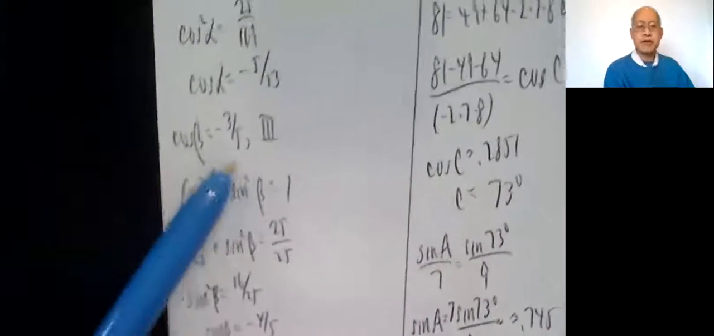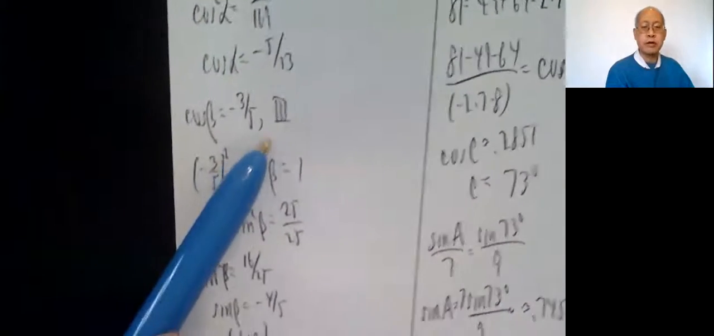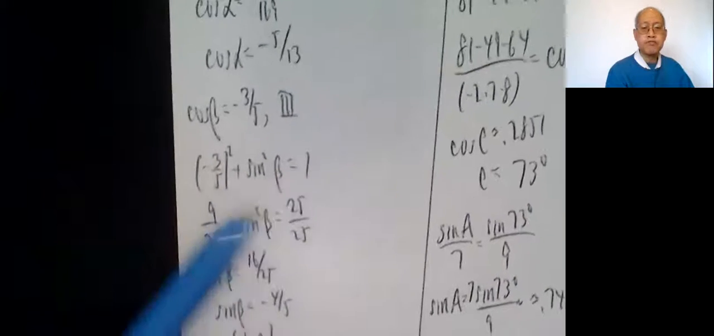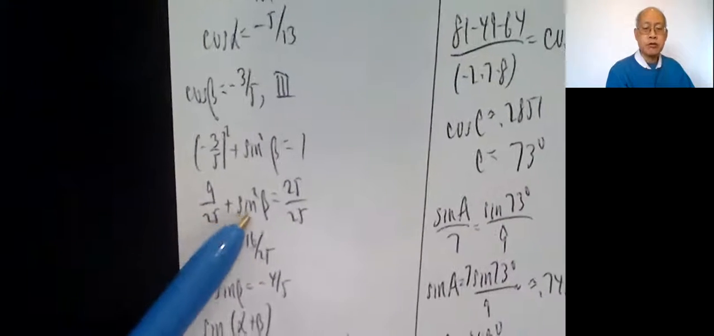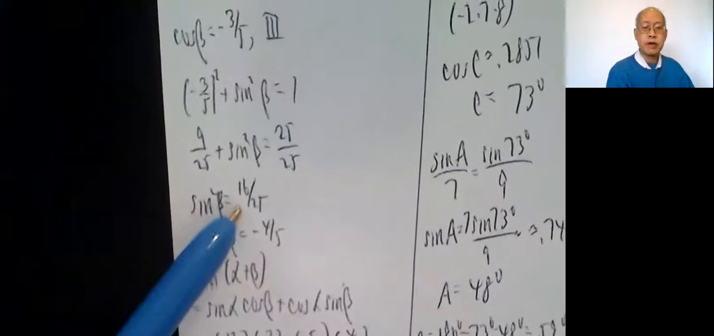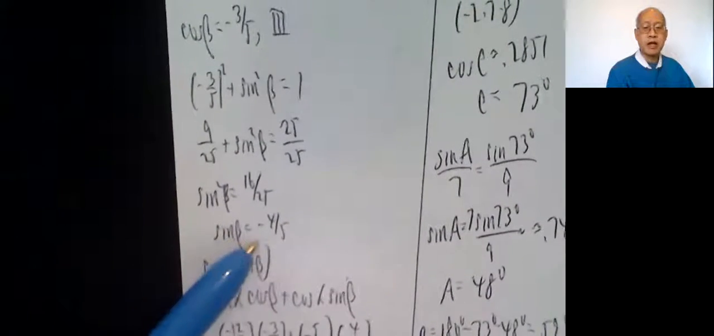Cosine beta is negative 3/5. We're in quadrant 3, which means the sine is also negative. Negative 3/5 squared plus sine squared beta is equal to 1. 9 over 25 plus sine squared beta is 25 over 25. Subtract: sine squared beta is 16 over 25. Square root property, sine of beta is negative 4/5.